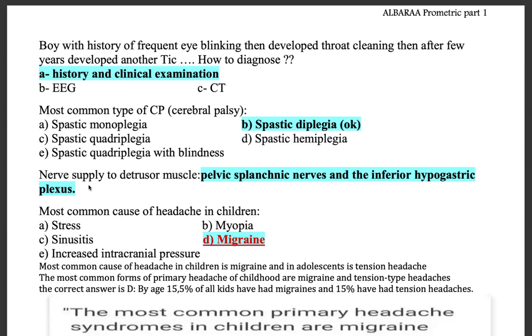So the next question is the nerve supply to the detrusor muscle. They can ask you this question. The answer is the pelvic splanchnic nerves and the inferior hypogastric nerve. But whenever such questions come, I always believe in seeing a picture. So we will search for a picture, post it here and discuss. So the question here is the nerve supply to the detrusor muscle.